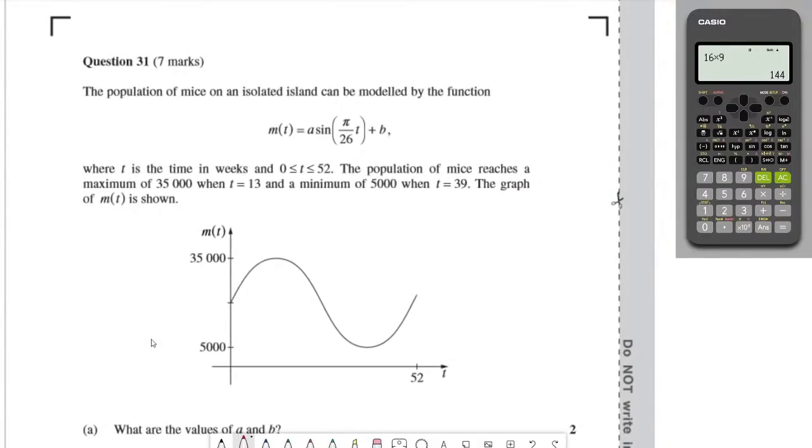The population of mice on an isolated island can be modified by the function this, where t is the time in weeks, and from 0 to t to 52, the population of mice reaches a maximum of 35,000 when t is equal to 13. So that's our t is equal to 13 there.